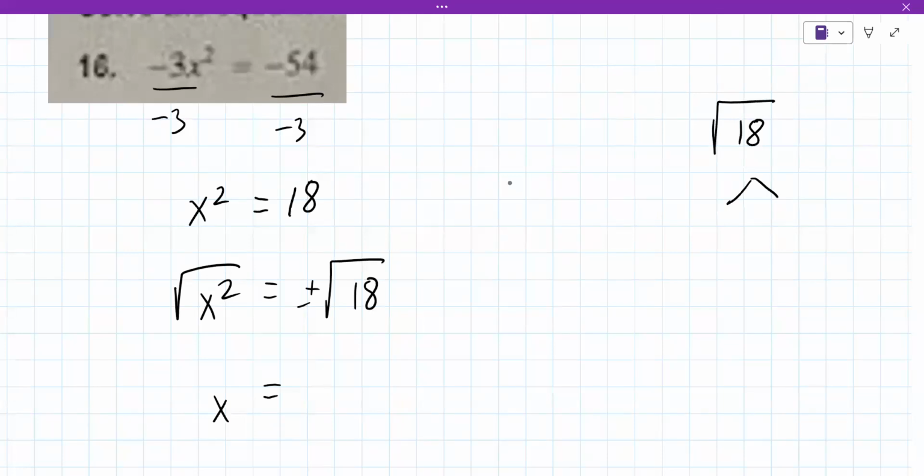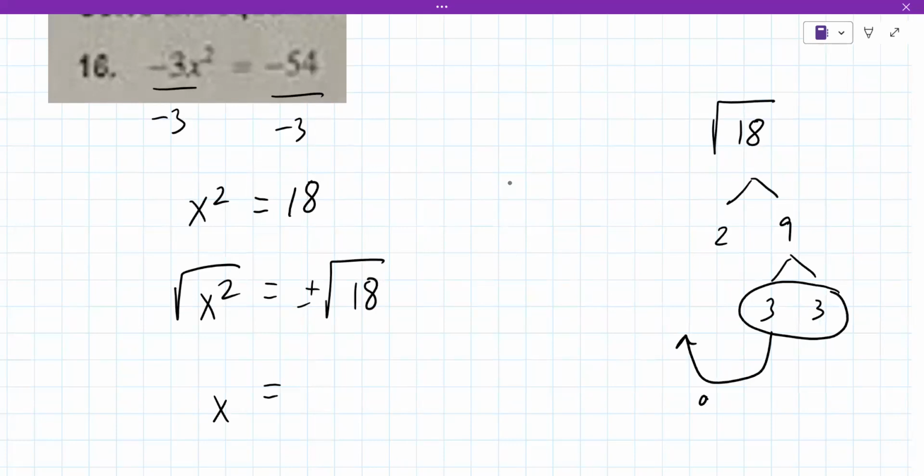Okay. And I would again say, okay, start with 2. 2 times 9. 2 does not go into 9, but 3 does. 3 and 3. And so you're looking for pairs. There's a pair of 3s. That means the 3 is going to come out, but this 2 is going to stay in. So it becomes 3 square root of 2.